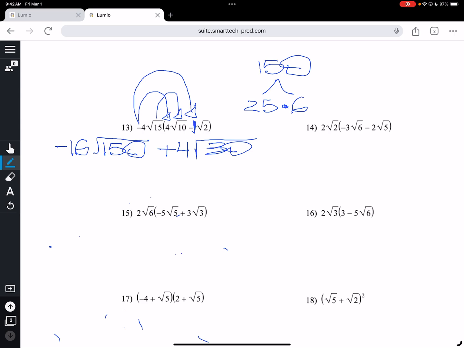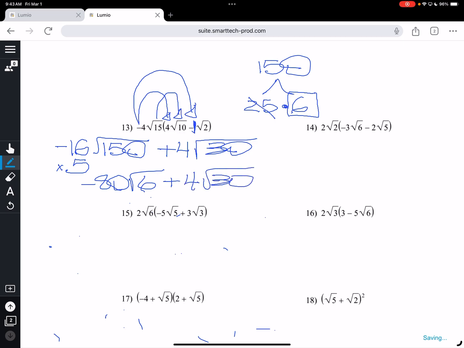Does 18 have a radical? No. So 25 comes out as a 5, and it's going to go over here and multiply with the negative 16. Can we break 6 down? No. So what's negative 16 times 5? Negative 80. Negative 80 radical 6, plus 4 radical 30. And we're done.